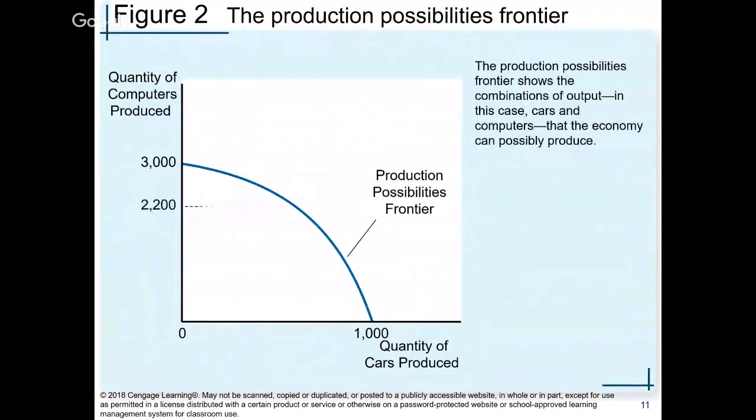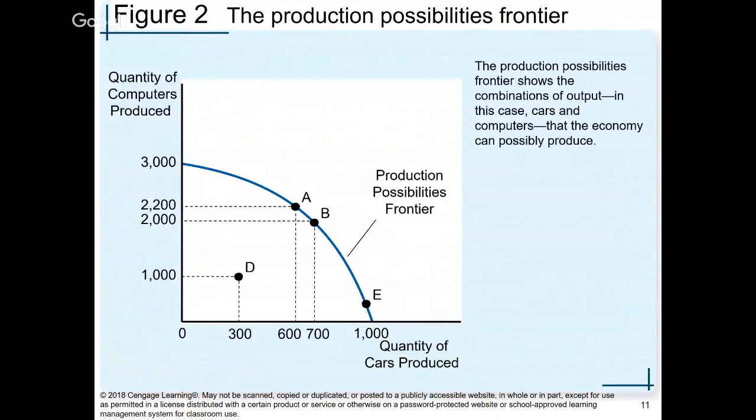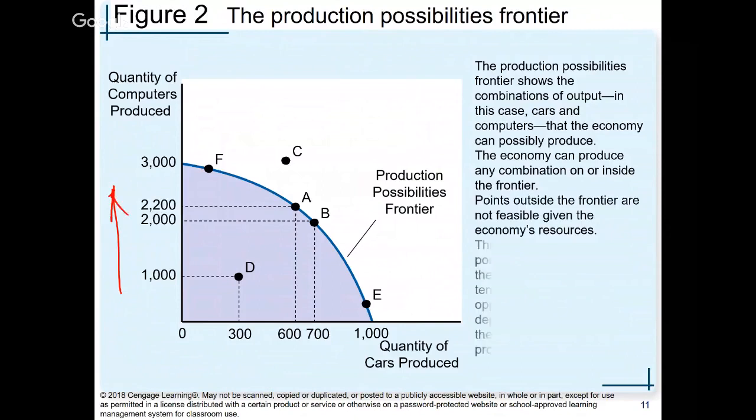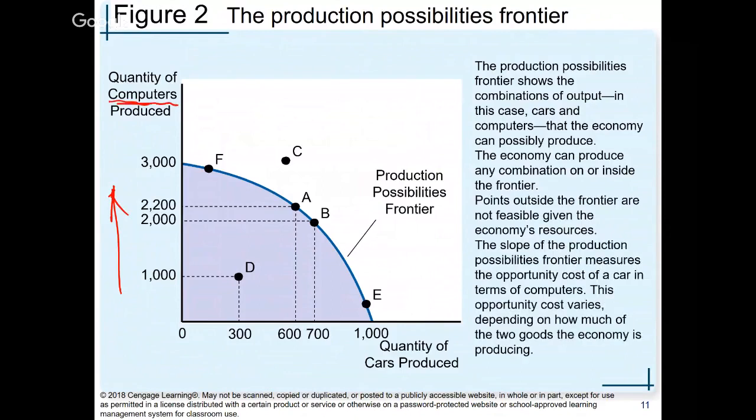So this will be a typical production possibility frontier. And we're going to put each good on each axis. So here on the vertical axis, we have our number of computers produced, and on the horizontal axis, the number of cars produced. And this blue line here is called the production possibility frontier. Because what this line shows you is that as long as you are on this line, how many cars and how many computers you can produce in combination.